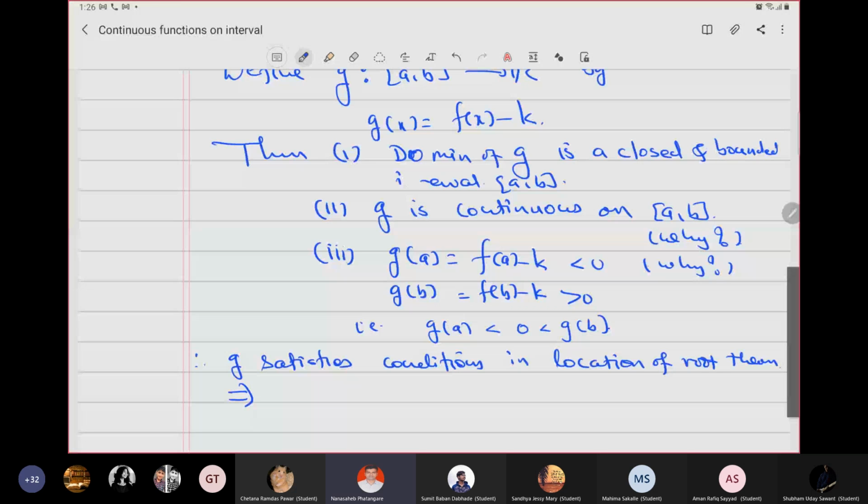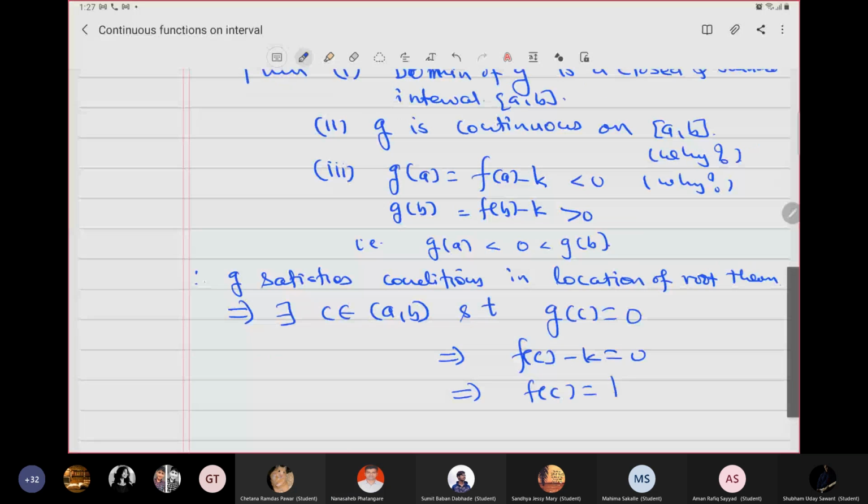Right. So there exists C belongs to A and B such that G of C must be 0. But what is G of C? F of C minus K is equal to 0. That means F of C is equal to K. Thus, there exists C belongs to AB such that F of C is equal to K. So, is this clear?